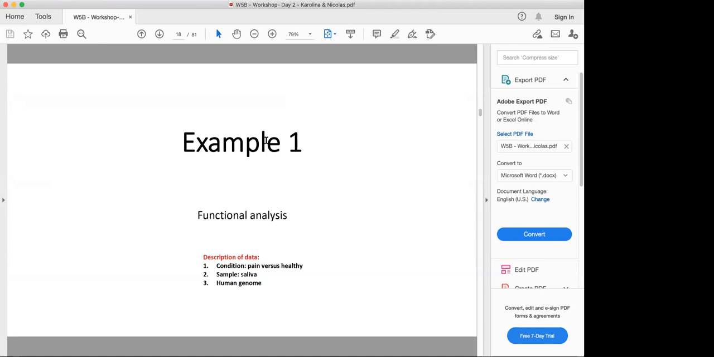Okay, so let me go with the first example. This is the functional analysis that I had for my data set. And actually I was dealing with the pain data, so I had to compare pain patients versus healthy ones. And the biofluid that I was using was saliva, not blood, not urine, saliva. And I was dealing with the human data, okay?